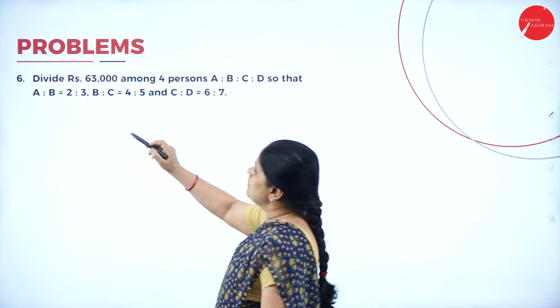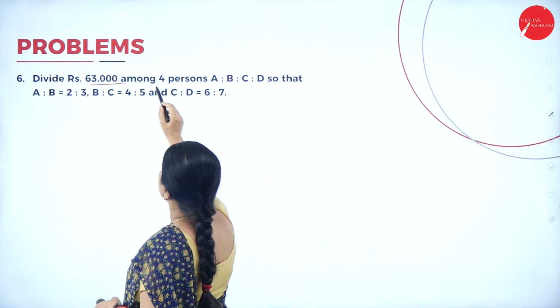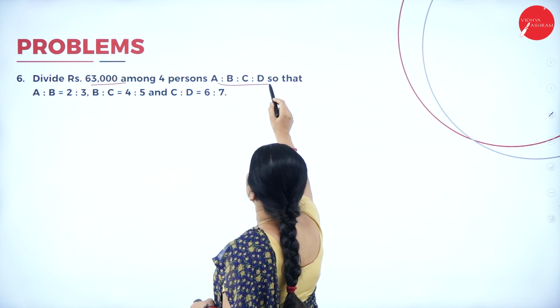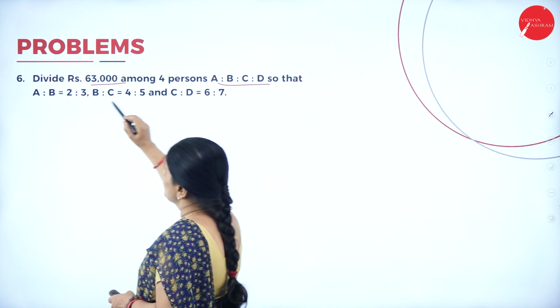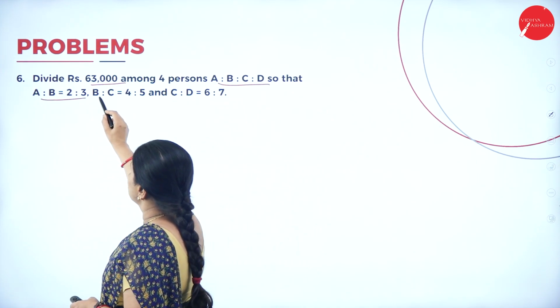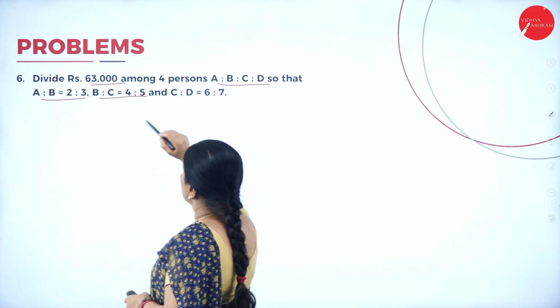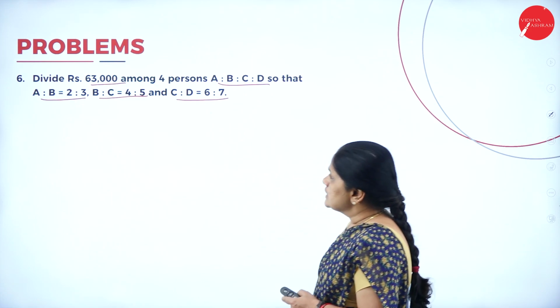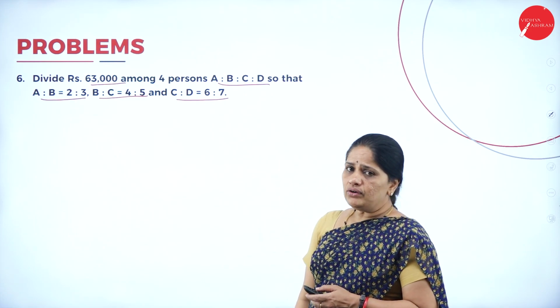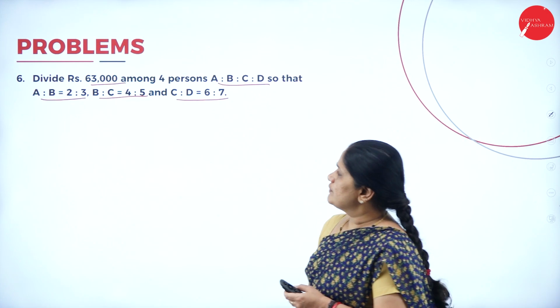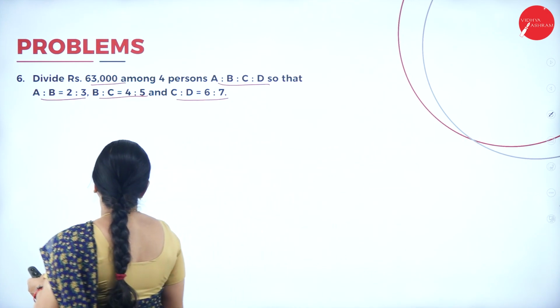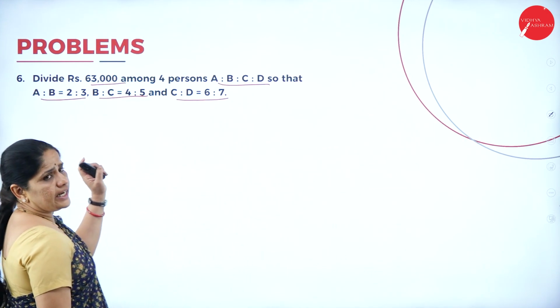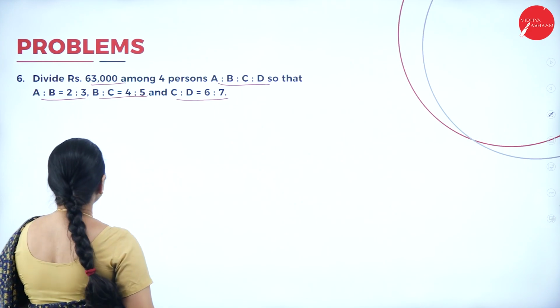So, in this problem, divide rupees 63,000 among 4 persons A, B, C and D so that A is to B is 2:3, B is to C is 4:5 and C is to D is equal to 6:7. Now, when we are given ratios of this, we have to try to see that we get the ratio of A, B, C and D.